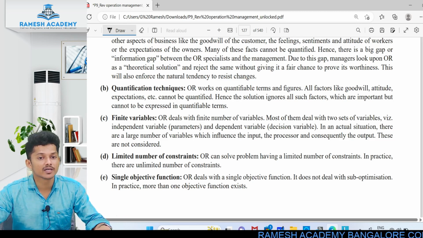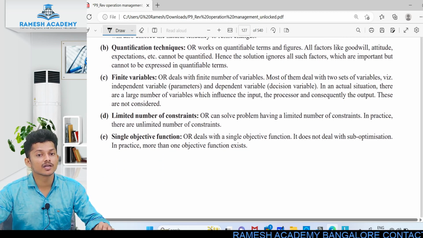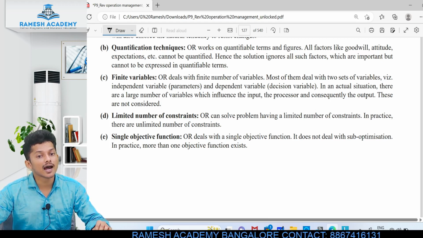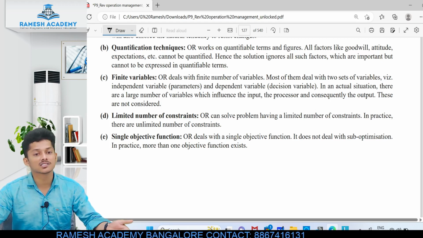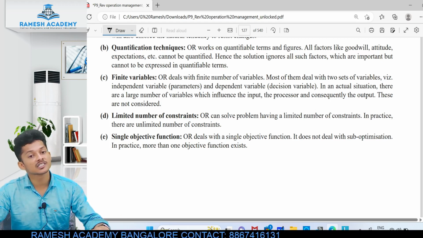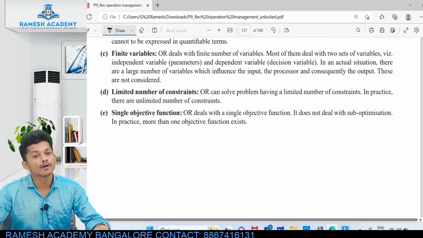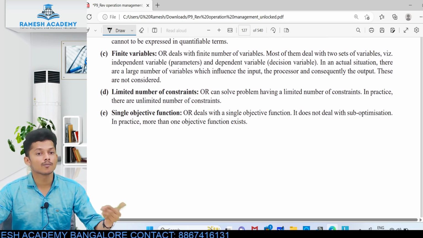Next, finite variables. OR deals with a finite number of variables. Most of them deal with 2 sets of variables, that is independent variable and dependent variable. In an actual solution, there are a large number of variables which influence the input, the processor, and consequently the output also. These are not considered. That is a limitation again. So, limited number of constraints. Same as the above point it is.